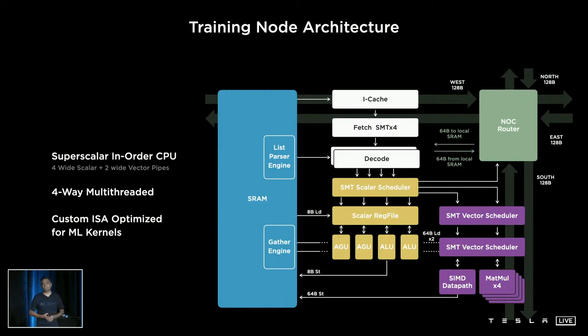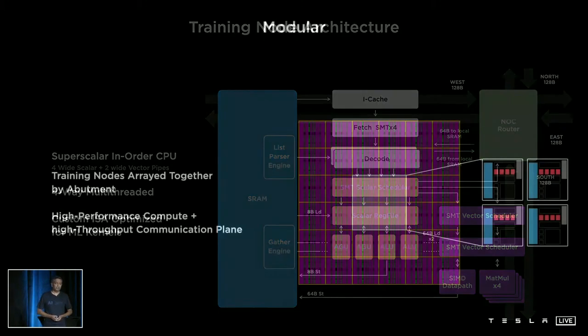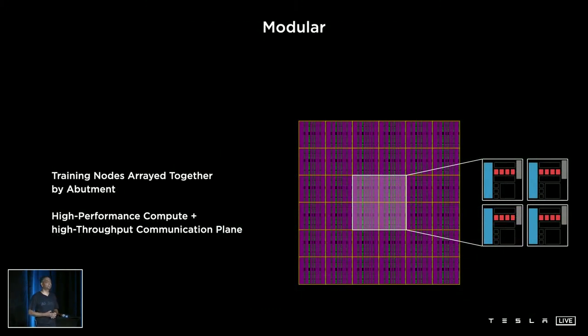This increases utilization because we could do compute and data transfers simultaneously. And our custom ISA, which is the instruction set architecture, is fully optimized for machine learning workloads. It has features like transpose, gather, link traversals, broadcast, just to name a few. And even in the physical realm, we made it extremely modular, such that we could start abutting these training nodes in any direction and start forming the compute plane that we envisioned.